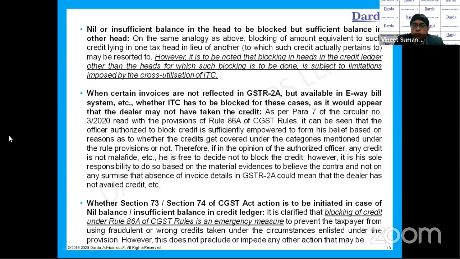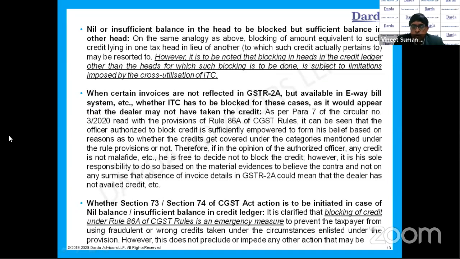Now another issue, GSTR 2A versus e-way bill. Something is reflecting in the e-way bill, but the taxpayer did not avail the credit under GSTR 2A. In that scenario, they said you need to monitor them, and there is no requirement that he should claim the credit. Irrespective of that, you have the right to block the credit. And if you are not blocking it, then you will be questioned on what basis, whatever material evidence you have, you took a contra view and did not block it.